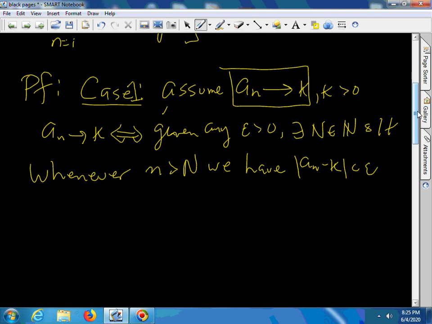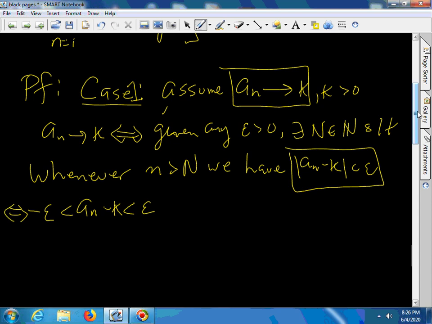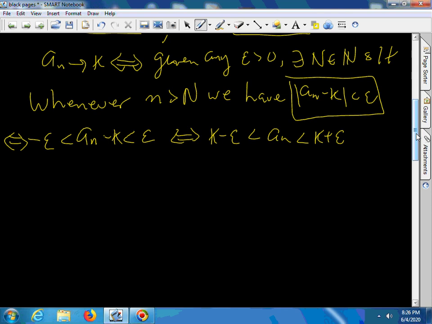Now, let us look at this a little bit more closely. This says that a sub n minus k is in between negative epsilon and epsilon. This is the same statement as above, which is the same statement as k minus epsilon is less than a sub n, which is less than k plus epsilon. Now, I want to get a lower bound for a sub n.